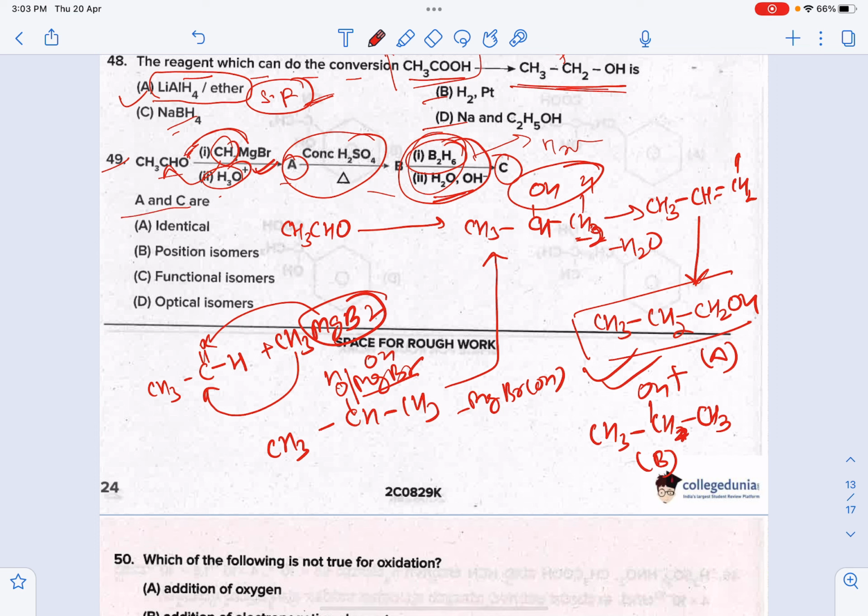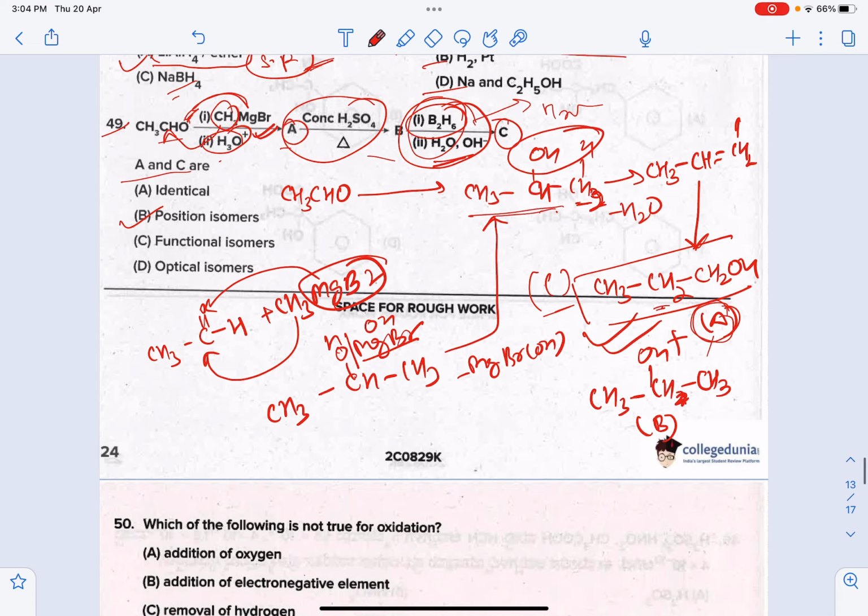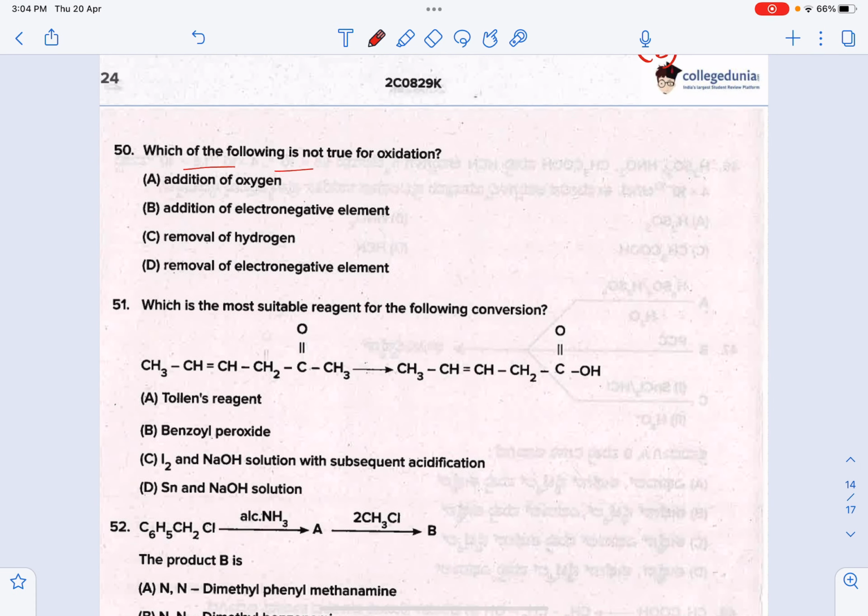Now the question asks what A and C are. This is the first product A and this is the last product C. One is the secondary alcohol and the other is the primary alcohol, so you can say that they are position isomers. Now the next question: which of the following is not true for oxidation? The correct option is D, removal of an electronegative element. This is not a property of oxidation.